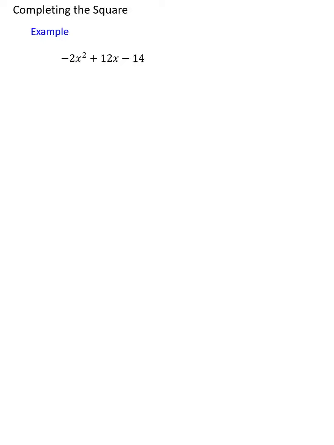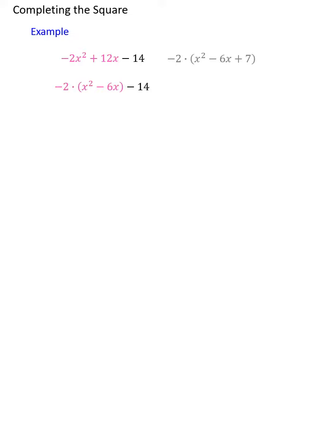What I like to do, and there are other ways, but this is just my preference, is factor that coefficient out of the first 2 terms. Let's take a look at the first 2 terms here, ignoring the -14. What I like to do is factor that -2 out of the first 2 terms of the polynomial. Now it raises an interesting question. Looking at the right side of your screen, could I, if I wanted to, factor a -2 out of the entire thing? Absolutely. There's nothing wrong with doing it that way either.